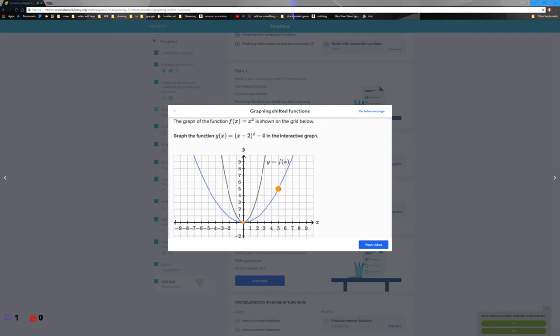And we can see we can change the graph of g of x. But let's see, we want to graph it properly.